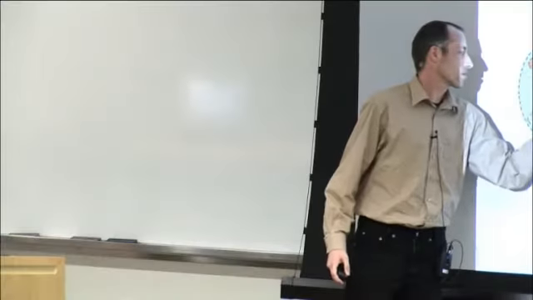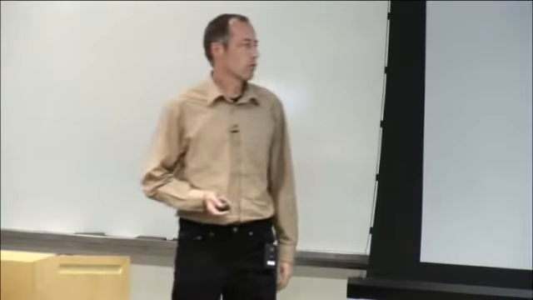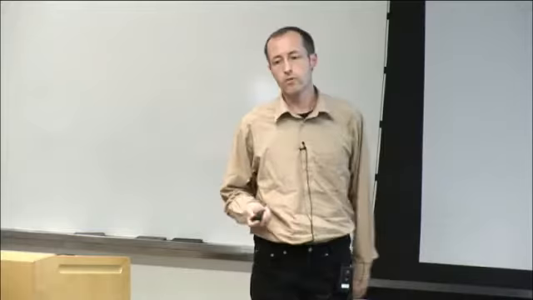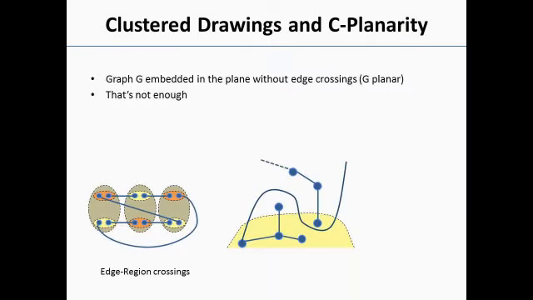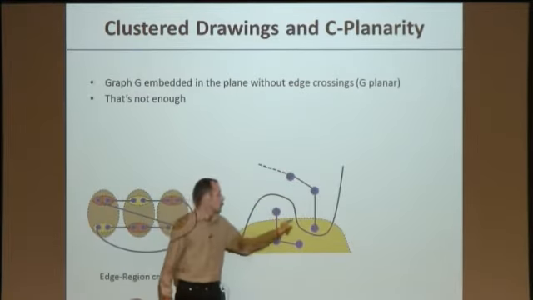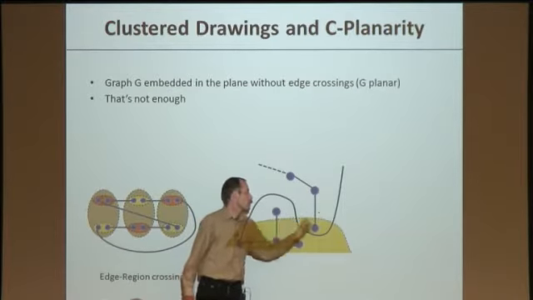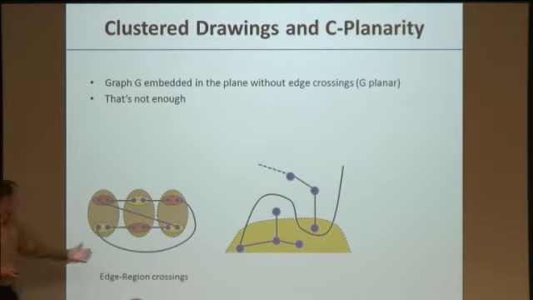This edge here goes through the middle region that represents one of the clusters, and we would like to avoid these when we talk of clustered planar drawings. The same thing can happen even if the edge leaves a cluster, because it can just re-enter the cluster and partition the cluster, for example, to go around such an obstacle. This is also an edge region crossing.